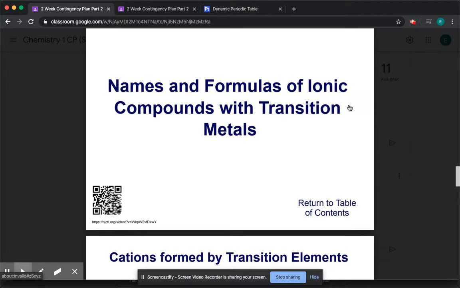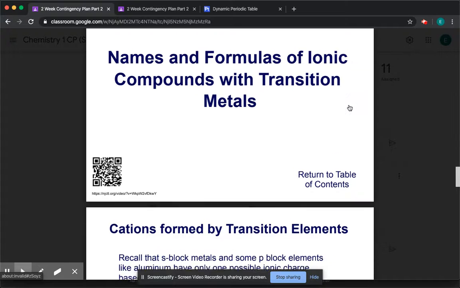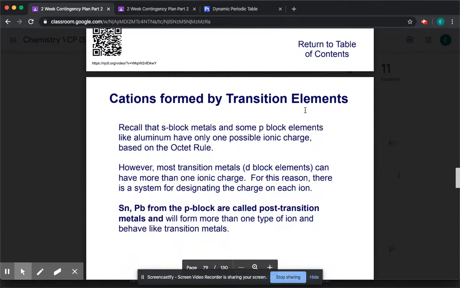Hello, ladies and gentlemen. Today we're going to continue with names and formulas, but today we're going to focus on transition metals. We haven't done much work with transition metals, so this actually marks the first time. Now we're going to get an in-depth look at them, and we're going to be working with them for a bit. So the naming rules that you're going to be using for this are the same exact ones from yesterday. So there are no new rules. Okay, there are no new rules.